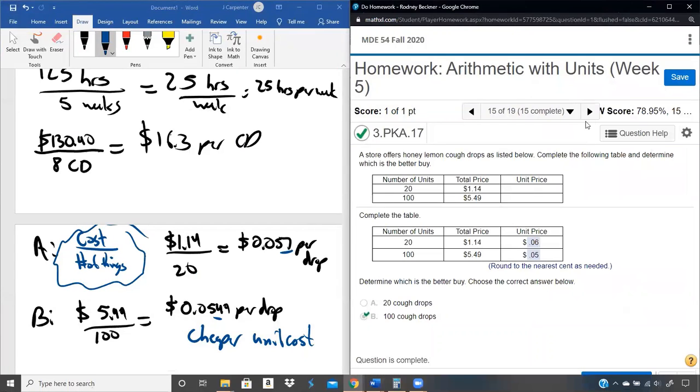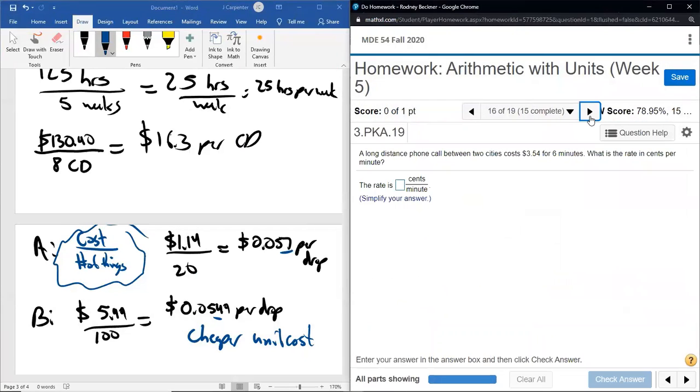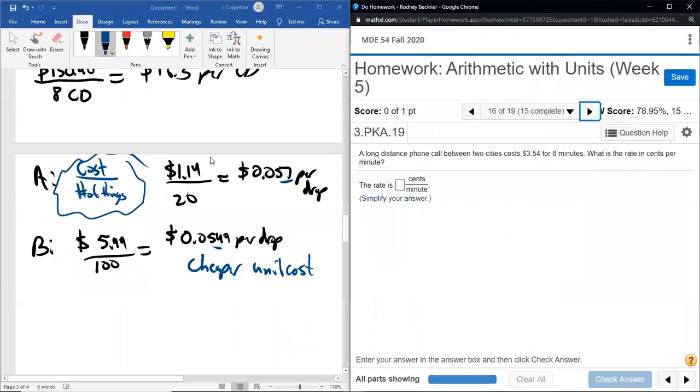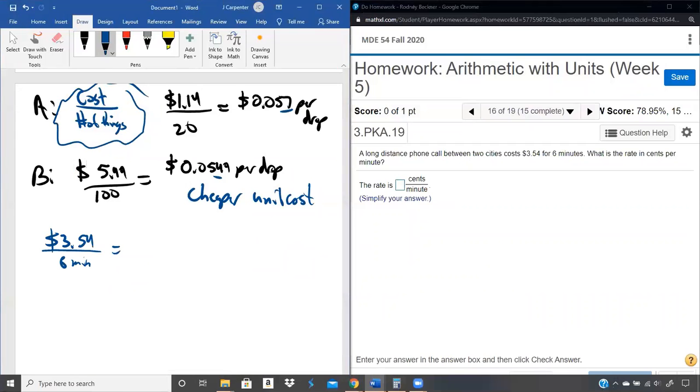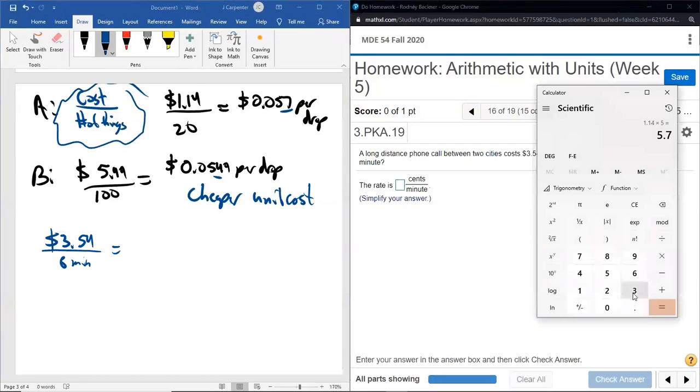All right. So we finished that. A long distance phone call between two cities costs $3.54 for 6 minutes. What is the rate in cents per minute? In cents per minute. So we got a cost of $3.54 for every 6 minutes. So we can do the division. 354 divided by 6.